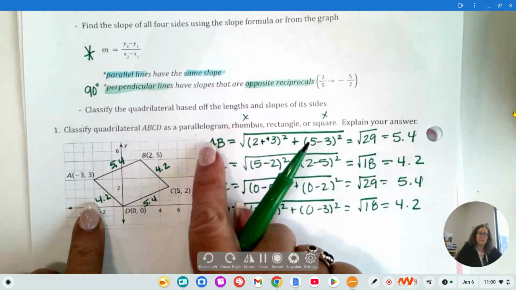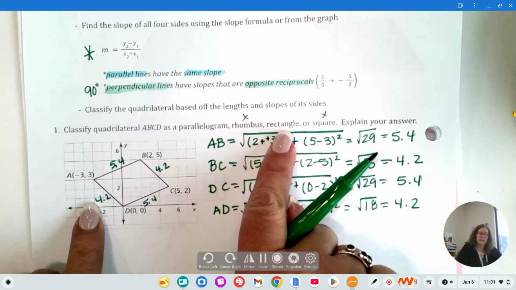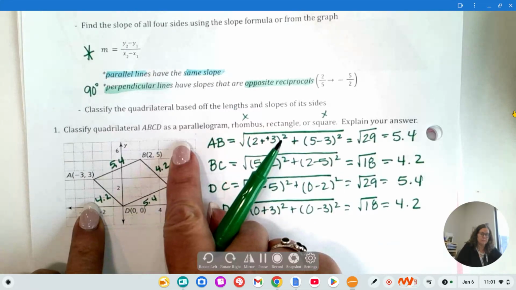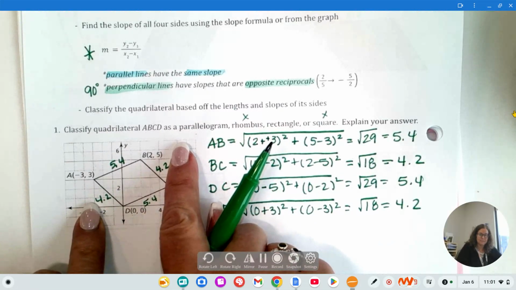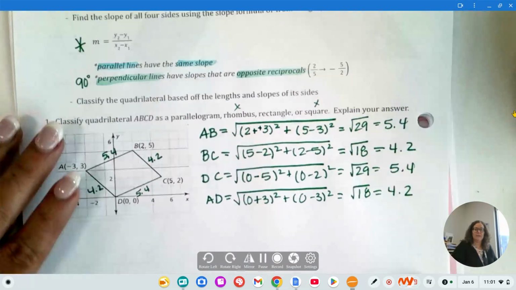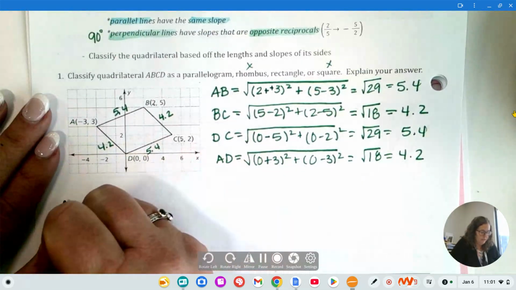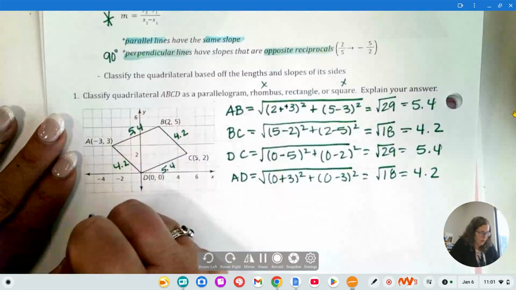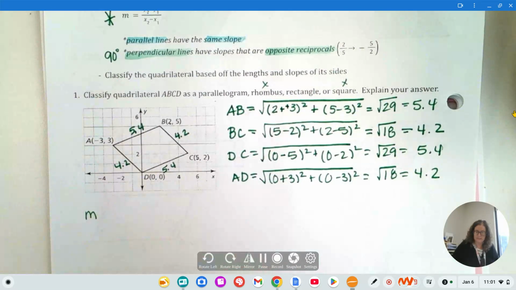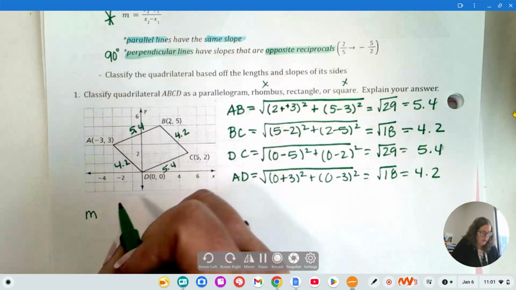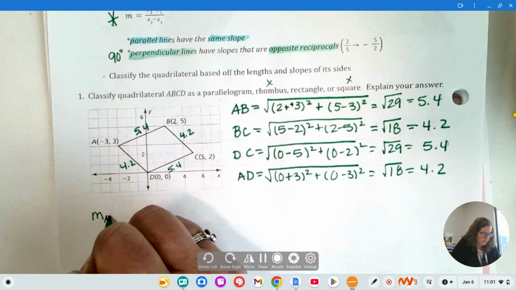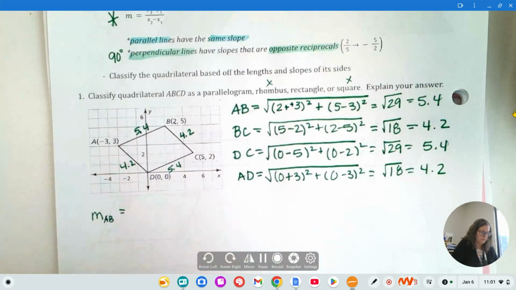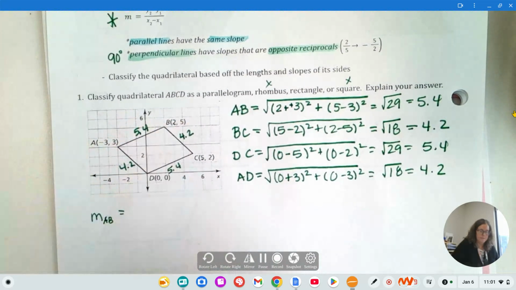The difference between these two is that a rectangle has 90-degree corners and the parallelogram does not, okay? So now I'm going to use my space down here and we're going to find the slope, so using y2 minus y1 over x2 minus x1 of all of these things. And sometimes, remember, m stands for slope, so sometimes to make it easier, I just put a little AB in the corner. So I'm going to find the slope of AB.